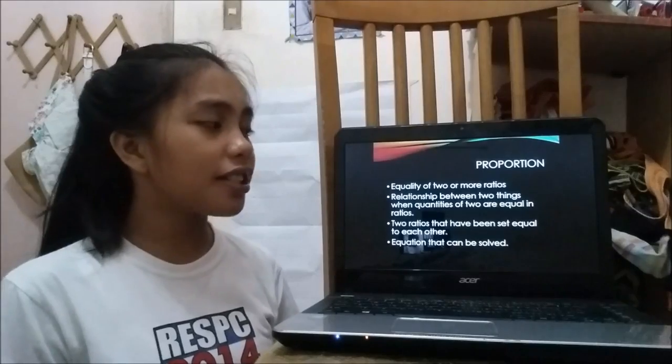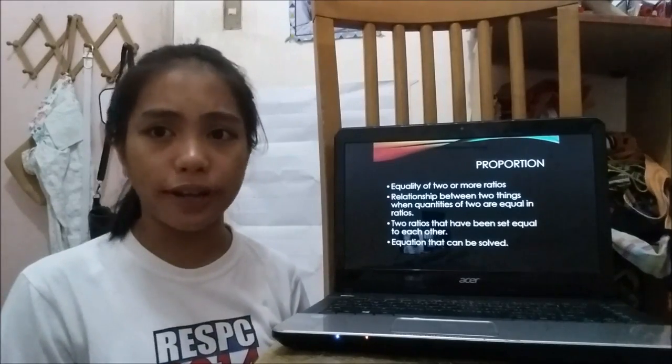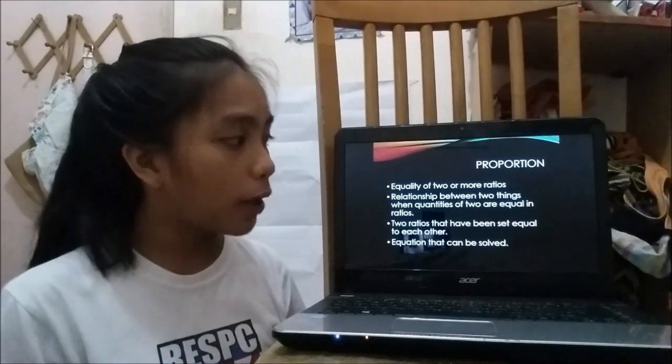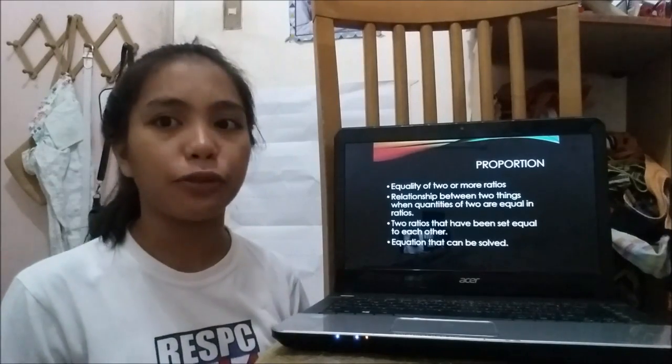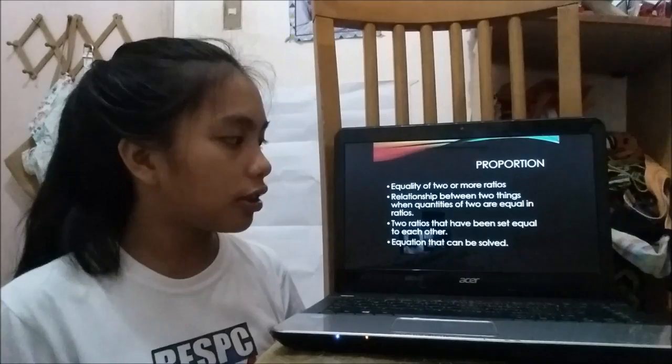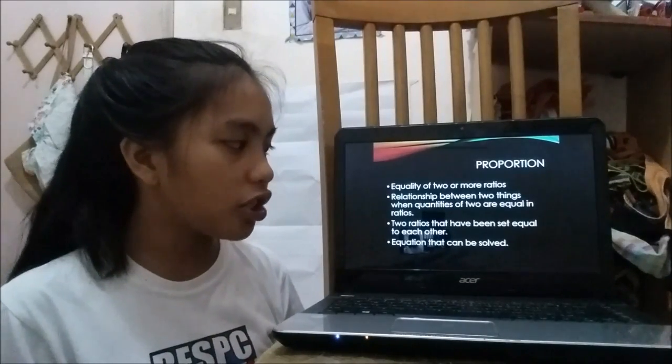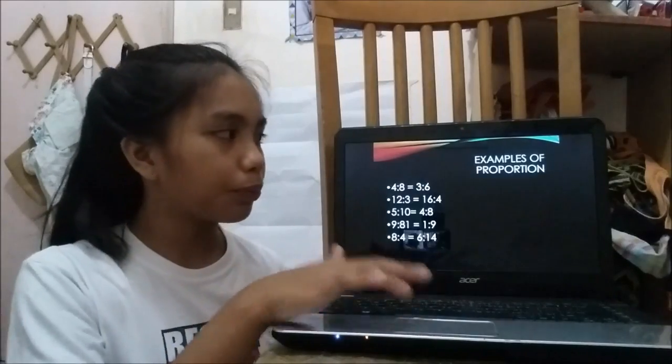Proportion. It is the equality of two or more ratios. It is a relationship between two things when the quantities of the two are equal in ratios. Two ratios that have been set equal to each other. An equation that can be solved.